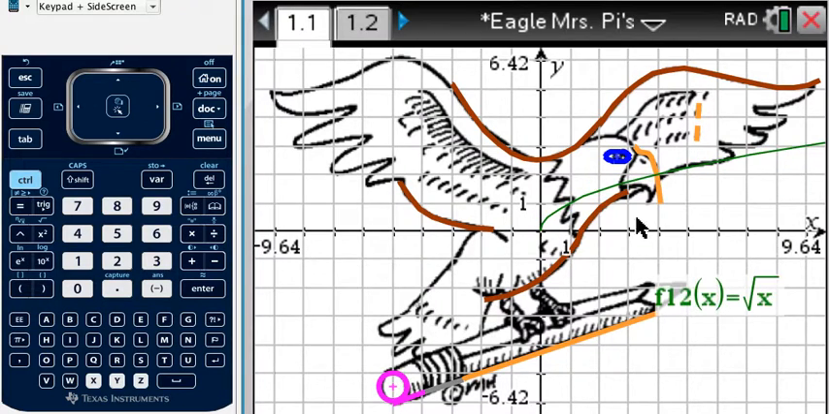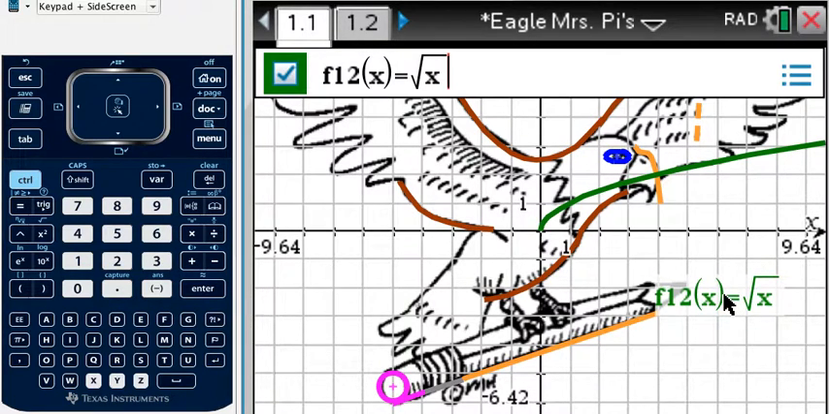Now I want to use this equation to graph this part of my wing right here, just part of the feathers. I think that'll be a good fit if I can move it that way. So I need to move it to the left, and I also need to move it up. So let's go ahead and get started on that one.